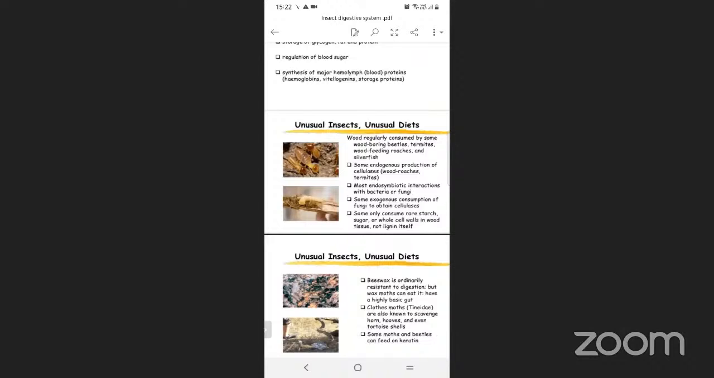When we see the unusual diets, we come across beeswax. Beeswax, which is produced by honeybees, is resistant to digestion. But wax moths can eat it. Clothes moths are also known to scavenge horn, hooves, and even tortoise shells. And moths and beetles can even feed on keratin. So these are unusual feeding habits of insects.